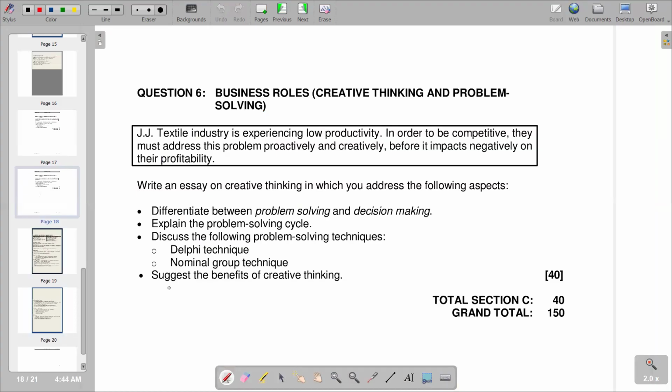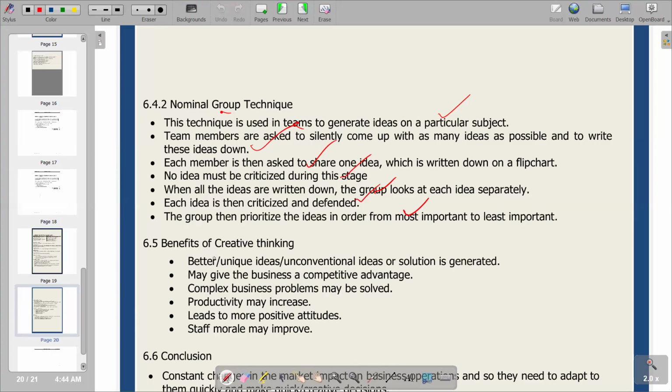And lastly, we've got: suggest the benefits of creative thinking. Creative thinking is coming up with new ideas. That's creative thinking. They are not bringing up ideas that have been there; there are new ideas that are coming up. So basically that's creating. So what are the benefits of that? That is what we want to look at. So the benefits of creative thinking: we've got better solutions, better ideas, or unique or unconventional ideas, or a solution is generated.